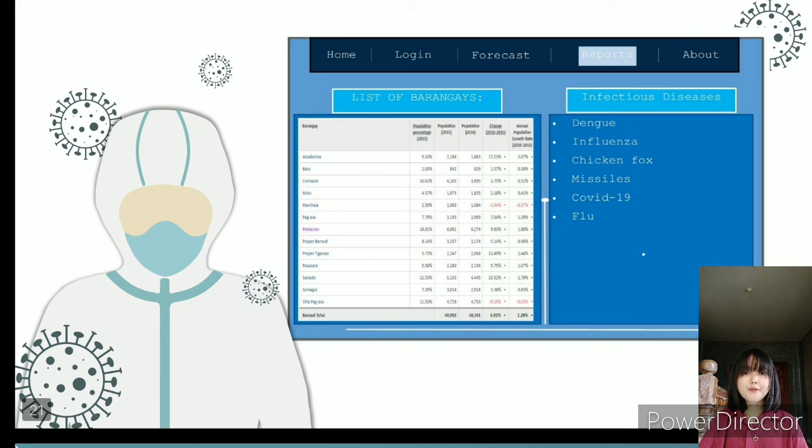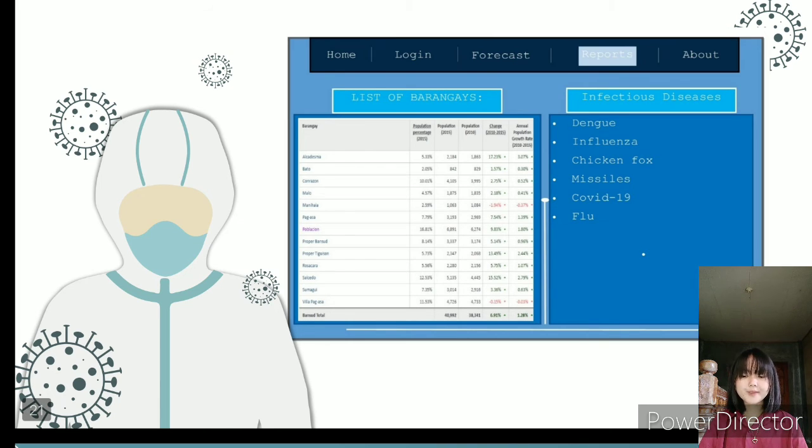Forecast page, for forecasting of the predicted diseases with the help of a data mining tool, which is Waikato Environment for Knowledge Analysis, or WEKA. And the next one is the report page, for displaying the list of barangays that have cases, the prone areas mostly, and also the infectious diseases in a certain area are shown on this page.